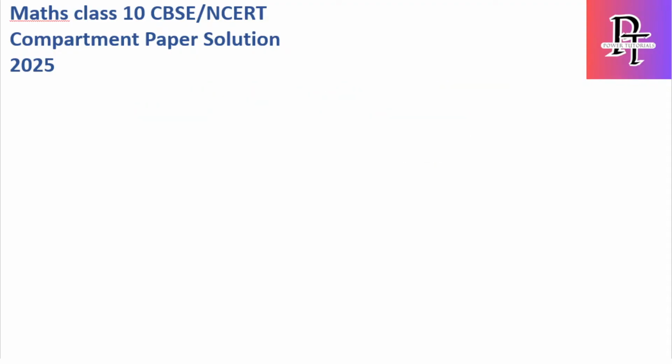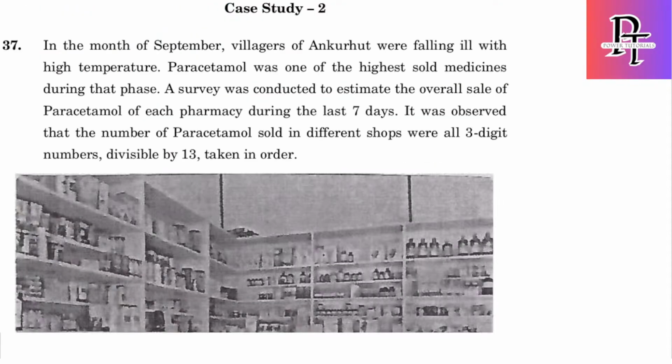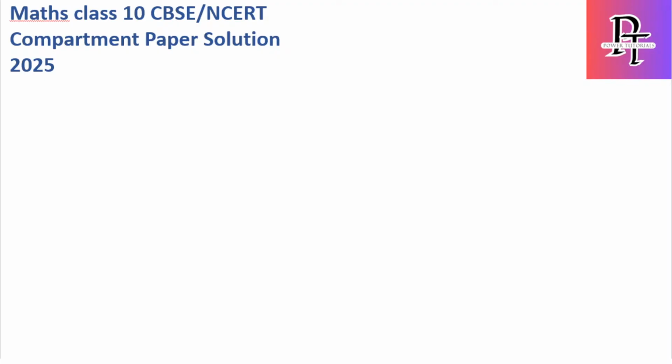Let's move to the second question. In the month of September, villagers of Ankurhat were falling ill with high temperature. Paracetamol was one of the highest sold medicines during that phase. A survey was conducted to estimate the overall sale of paracetamol of each pharmacy during the last 7 days. It was observed that the number of paracetamol sold in different shops were all 3-digit numbers divisible by 13, taken in order. So all 3-digit numbers divisible by 13 we need to first find.